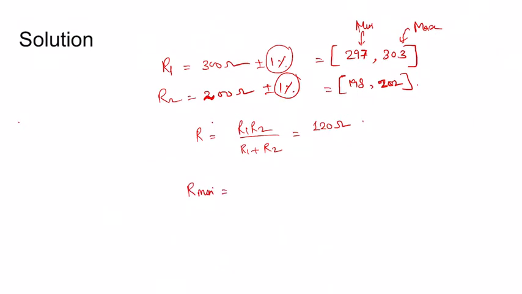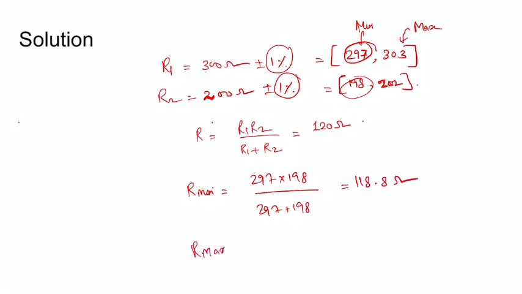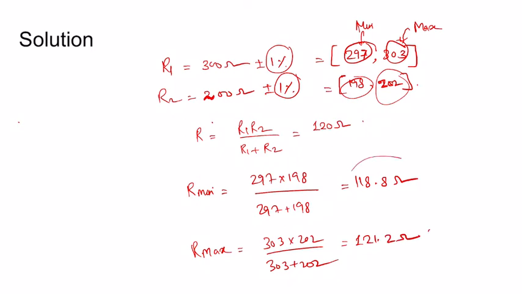R minimum is when these two are minimum, that is R1 and R2. So finding the equivalent minimum resistance, 297 times 198 divided by 297 plus 198, gives 118.8 ohms. R maximum is when we take R1 and R2 max, 303 times 202 divided by 303 plus 202, which will give the value as 121.2. So within this will be the value of R.